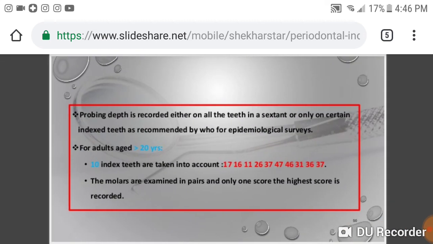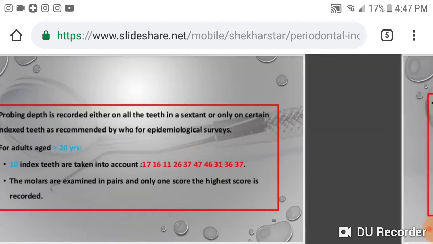Probing depth is recorded either on all the teeth in a sextant or only on certain index teeth, as recommended by WHO for epidemiological surveys. For adults aged greater than 20 years, 10 index teeth are taken into account: 17, 16, 11, 26, 27, 37, 36, 31, 46, and 47. The molars are examined in pairs and only one score, the highest score, is recorded.